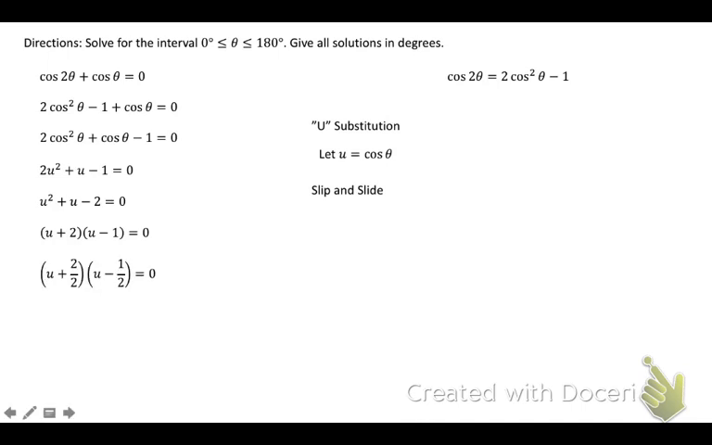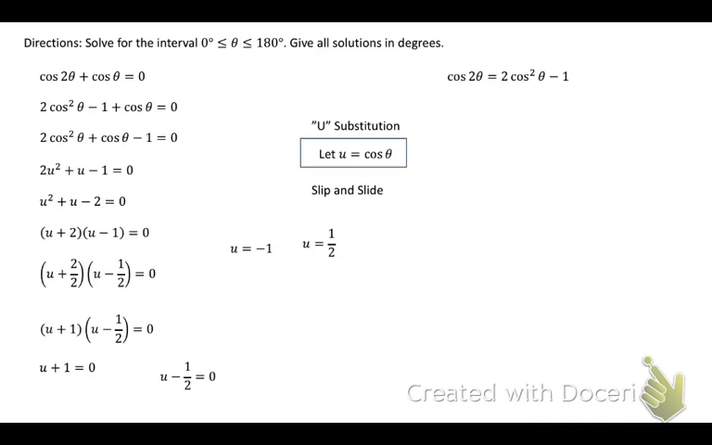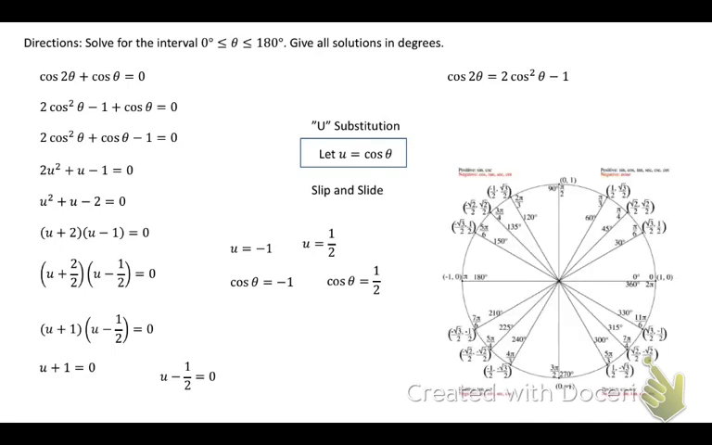So then we multiplied by 2 to start with, so we have to divide by 2. So that's u plus 1 and u minus 1 half. So then I have u plus 1 equals 0 and u minus 1 half equals 0. So then u equals negative 1 and u equals 1 half. But we let u equal the cosine of theta, so I have to plug that back in. So I get cosine of theta equals negative 1 and cosine of theta equals 1 half.